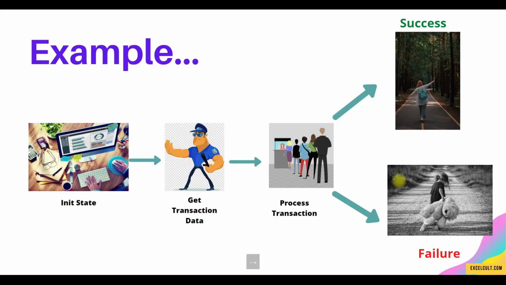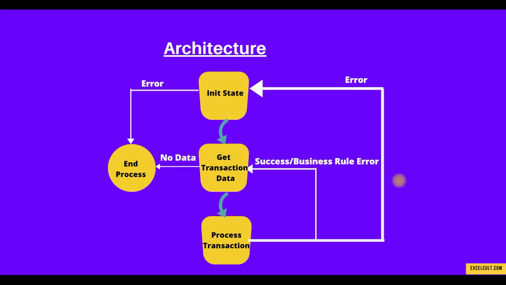So this is where the watchman comes up, and right now we are at the watchman's job. Exactly what will happen here is he will take a particular person, check, maybe perform some basic security check and allow that particular customer to go into the counter. So this is what get transaction data will do.